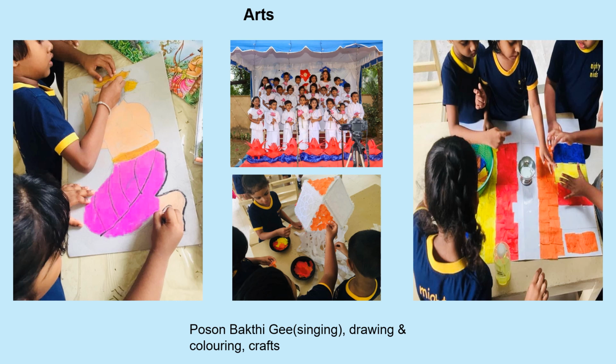Now, if you talk about arts, they made a Buddhist flag. They were able to paste paper on it, and also they sang Poson Bhakti Gee. So singing was involved. Then drawing was involved. They had to draw pictures in order to make the Mihintale rock, and also placed a few pictures, coloring and drawing and crafts. And also the paste that we made in the science project was used to paste paper on the lantern.